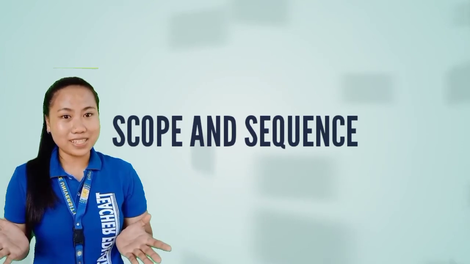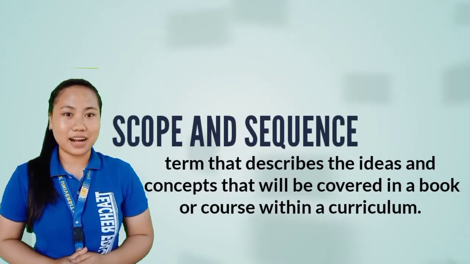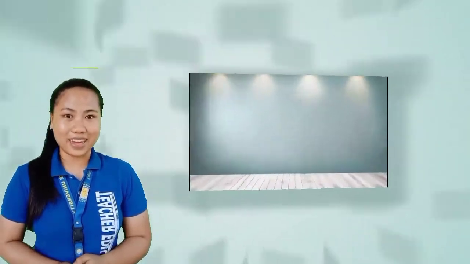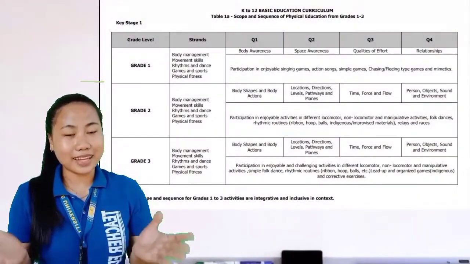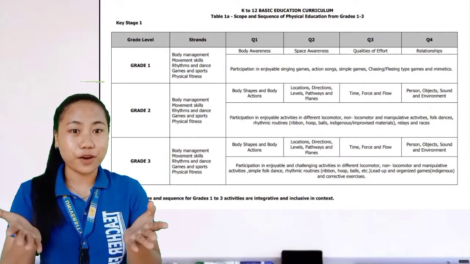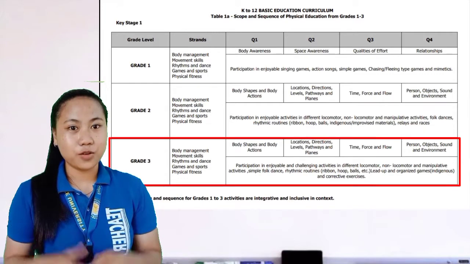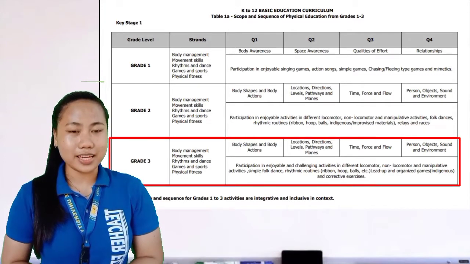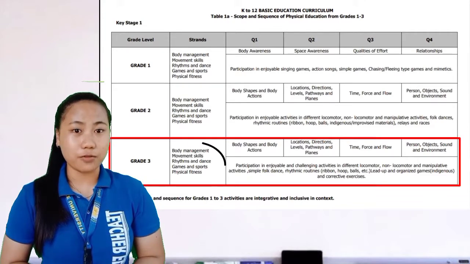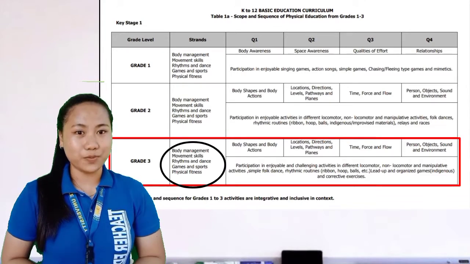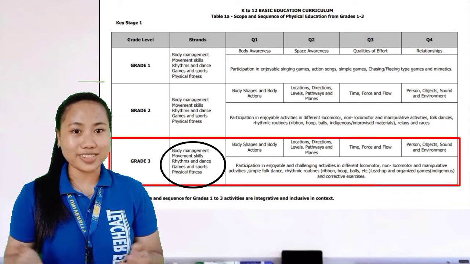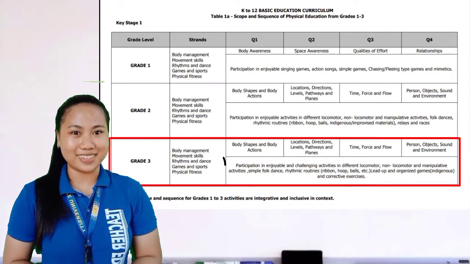When we say scope and sequence, it is a term that describes the ideas and concepts that a book covers within a curriculum. So let us now begin with the scope and sequence of physical education for grade 3. For this grade level, the 5 learning strands of physical education are still indicated, which are first the body management, movement skills, rhythms and dances, games and sports, and lastly, physical fitness.